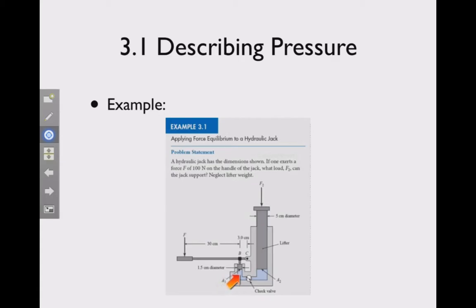And then also we have a 1.5 centimeter diameter pipe feeding into a hydraulic fluid, which is pushing up on a 5 centimeter diameter rod, or piston. So we would put our load here, and we're trying to determine, for a given force F, how much force we are going to be able to realize over here at F2. So let's take a look at that.